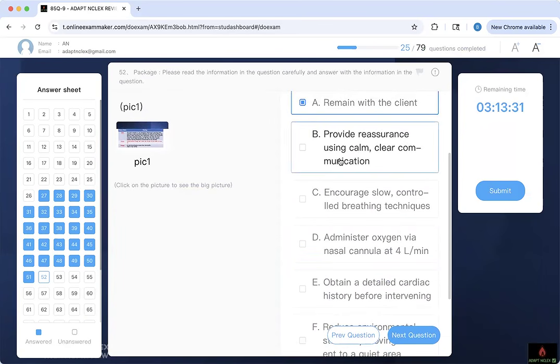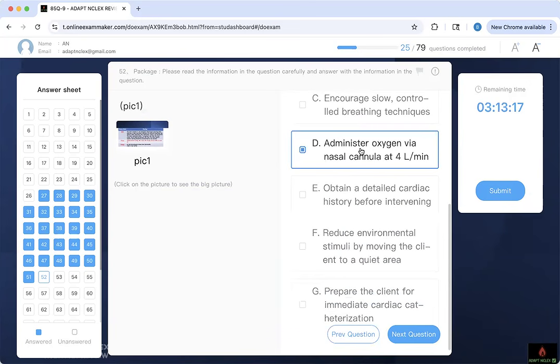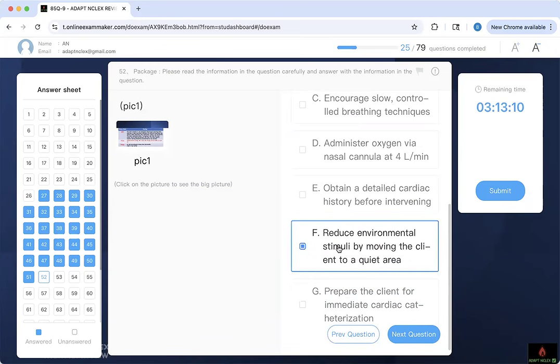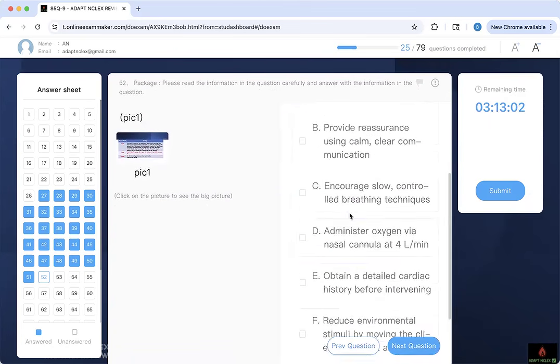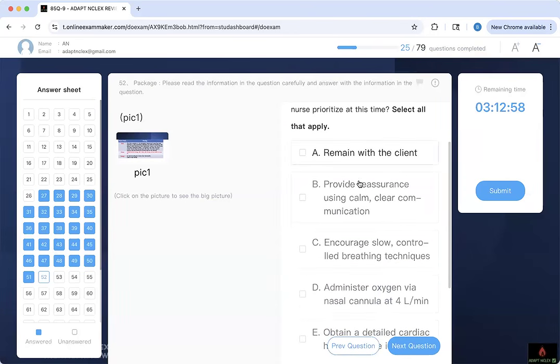Remain with the client, provide assurance using calm, clear communication, encourage what? Slow, controlled breathing techniques. Administer oxygen via nasal cannula. Obtain a detailed cardiac history before intervening. Reduce stimuli by moving the client to a quiet environment. Prepare the client for immediate catheterization. The story sounds like a panic attack. What would you do? Select 4.